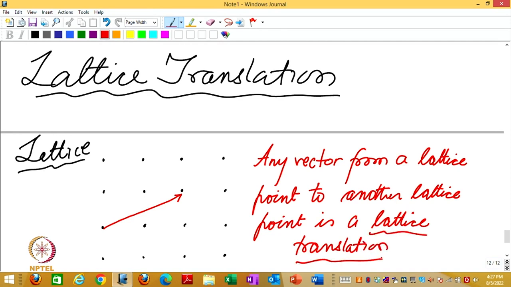So, a lattice will have many lattice translations. It can have a red translation, a blue translation, and a green translation. All these are lattice translations.